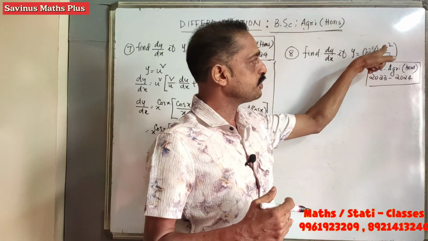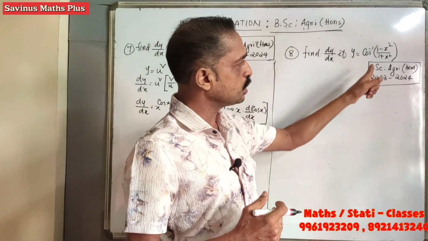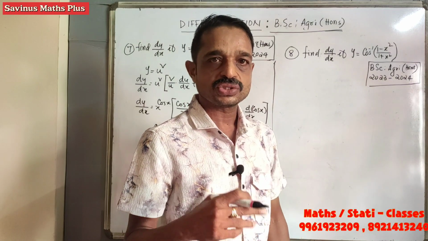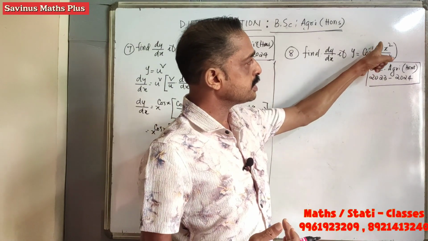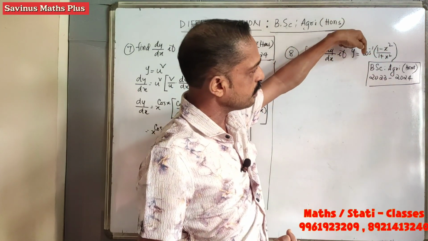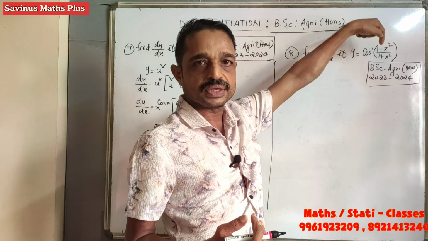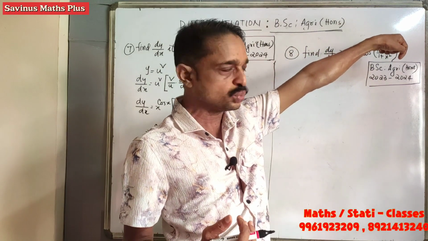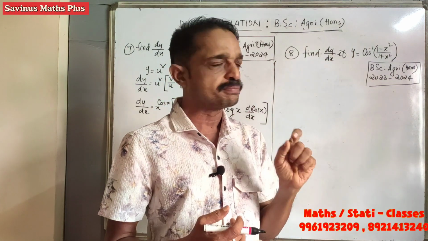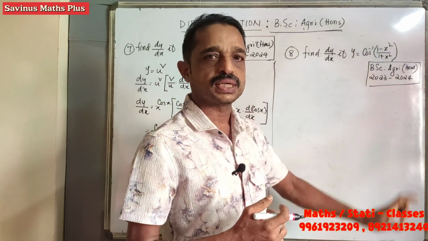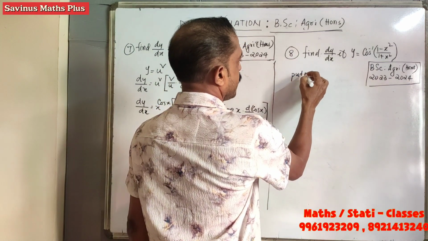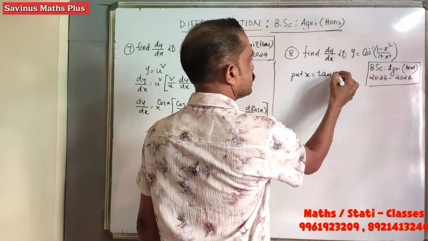So, y is equal to cos inverse of 1 minus x square divided by 1 plus x square. We know that 1 minus tan square theta divided by 1 plus tan square theta is cos 2 theta. So what will be cos inverse of cos 2 theta? Cos inverse of cos 2 theta is 2 theta itself. So the function will be reduced to a very simple form on substituting x equal to tan theta. So put x equal to tan theta.